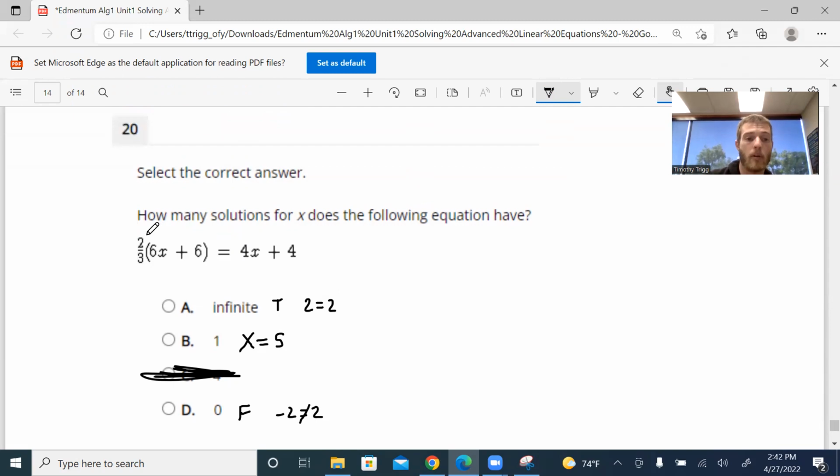Now, also keep in mind that when you distribute this 2/3, the 2/3 is going to multiply with this 6x and also with this 6 here. The way you multiply 6 times 2/3, you do 6 times 2, then divided by 3. So 6 times 2 is 12, divided by 3 is 4x. Then 6 times 2 is 12, divided by 3 is 4, so plus 4. Equals, and then on the other side, you still have 4x plus 4. Go ahead and figure out how many solutions from there.